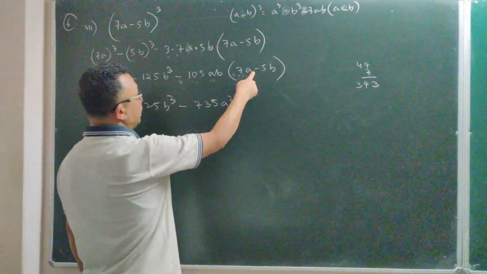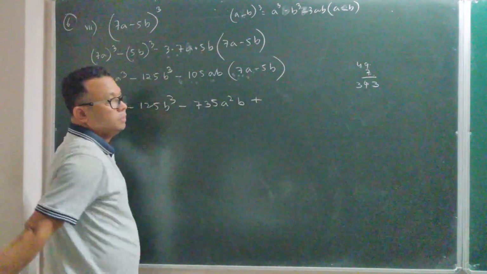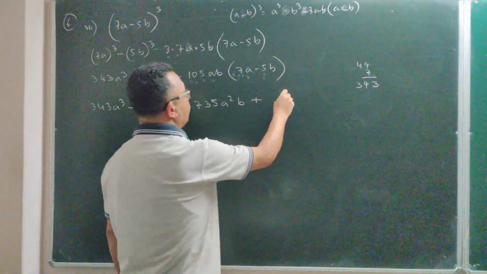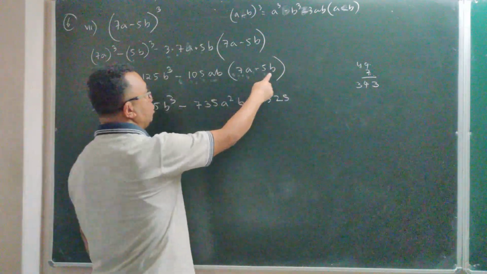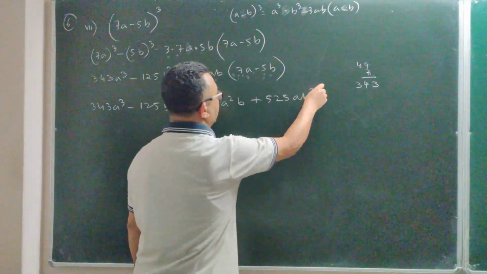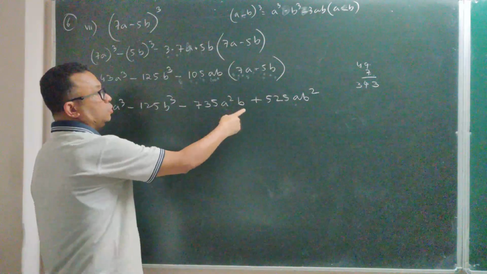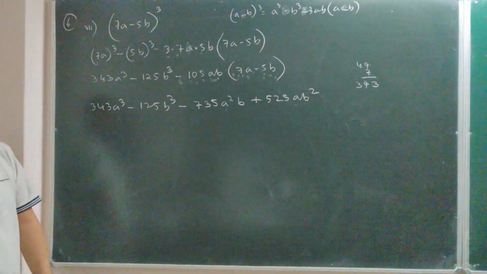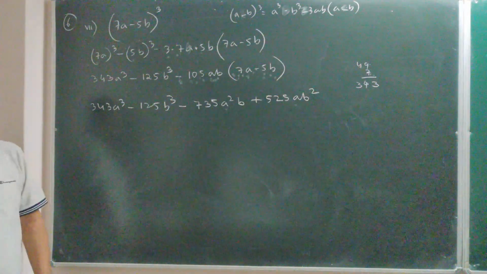Okay, I finish minus 105ab with 7a. Now minus into minus, as this minus is multiplying that also, so minus into minus becomes plus. Then I need to multiply 105 with 5. As I multiply 5 into 5, 25, 2 and 5, 1, 5. So it is 525, and ab into b is a b square, 2 b's, b and b, b square. Here it was ab into a is a square b. So now I got my answer without any bracket. This is the expansion of a minus b whole cube.